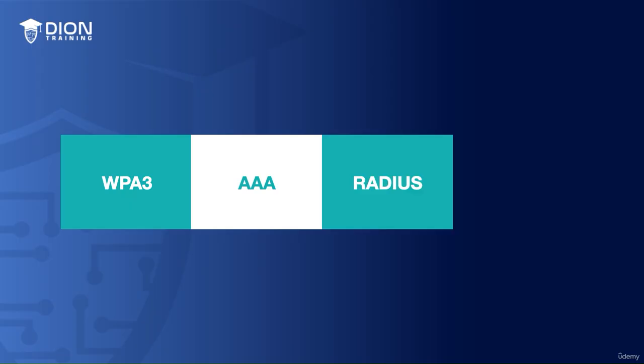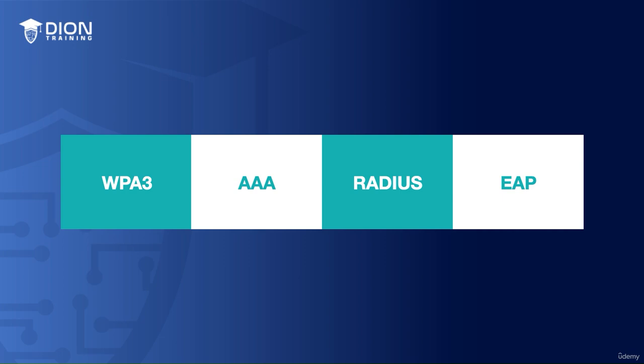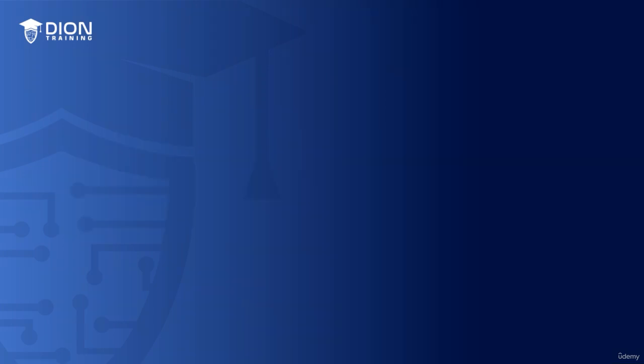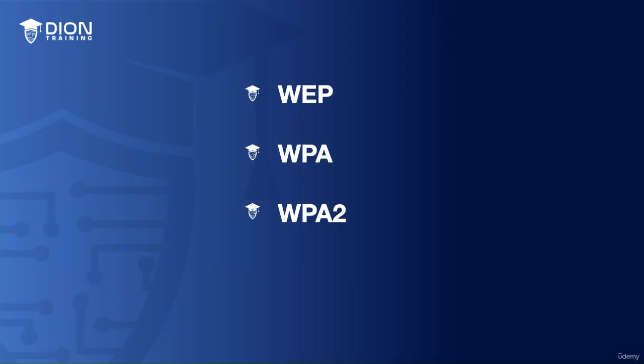AAA and RADIUS for creating additional layers of authentication on a network, and the use of the Extensible Authentication Protocol, known as EAP. First, let's review some of the most common forms of wireless encryption, including WEP, WPA, WPA2, and the most secure form of wireless encryption, WPA3.